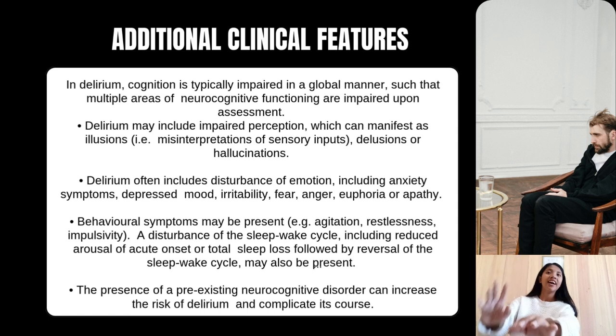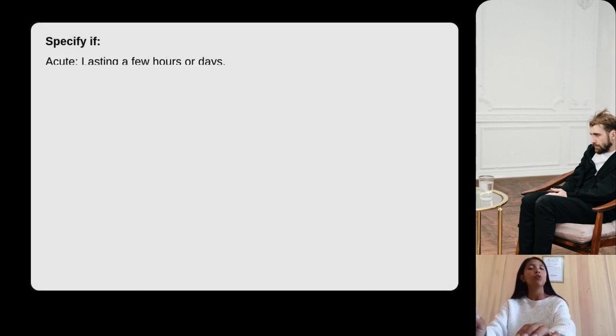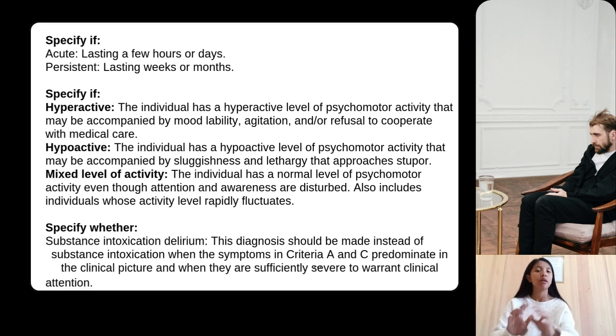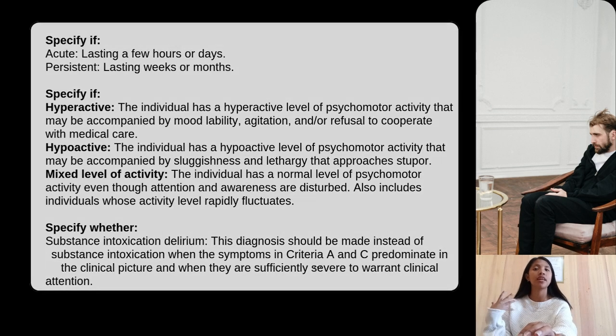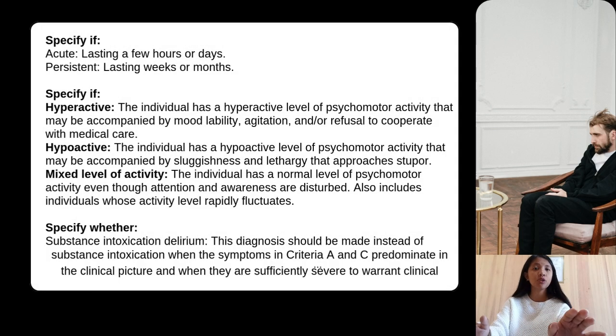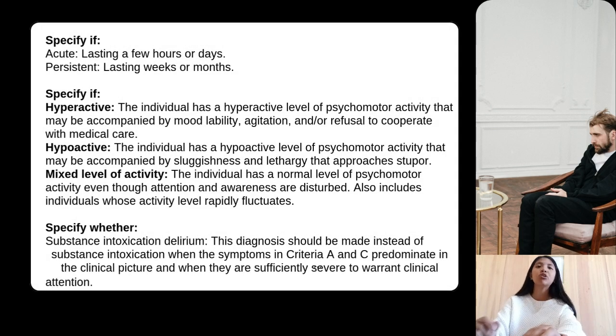Yun lang po yung laman ng additional clinical features. Next, we should specify if it's acute. When we say acute, it is lasting for a few hours or days, and persistent lasts for weeks or months. We should also specify if it's hyperactive. When we say hyperactive, the individual's level of psychomotor activity may be accompanied by mood lability, agitation. Agitation is aligaga, and a refusal to cooperate with medical care.